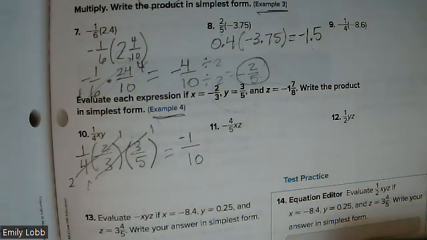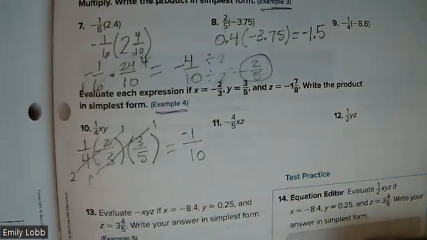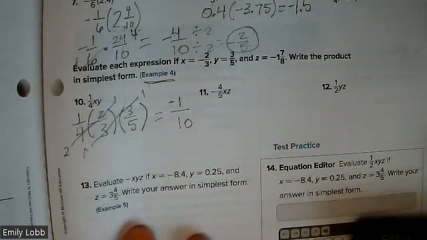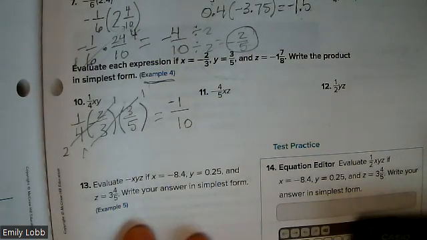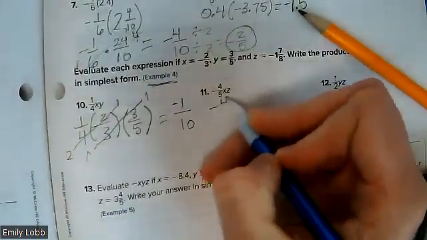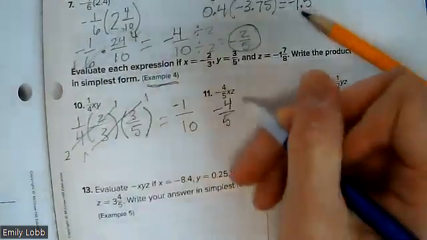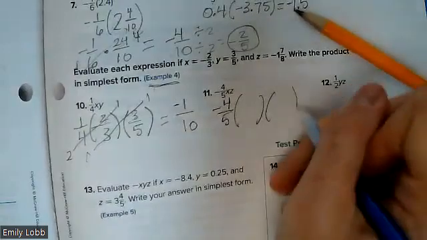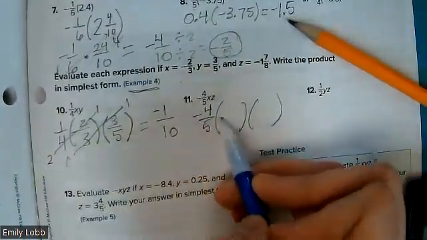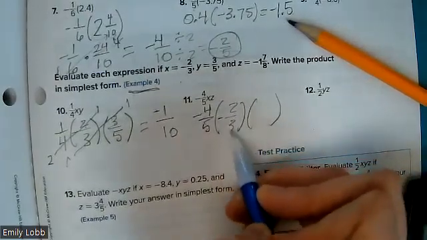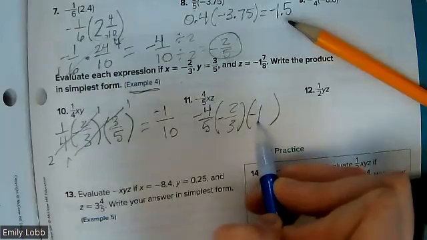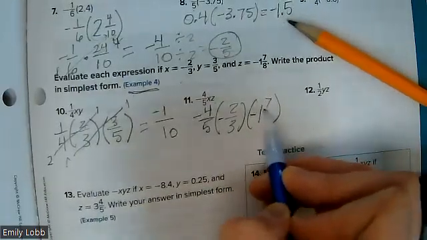You want to do one more of these? We're having multiple ones more difficult. You want to do 11 or 12? 11? So again, I would rewrite my problem with parentheses in place of my letters. This time I have an x and a z. So in place of x, I'm putting that negative 2/3 again. And in place of that z, I'm writing negative 1 and 7/8.